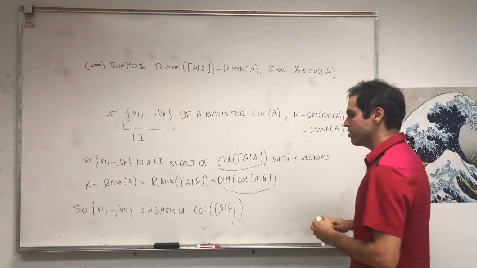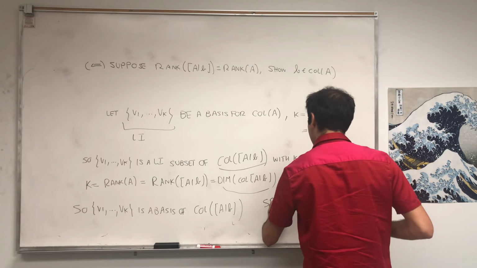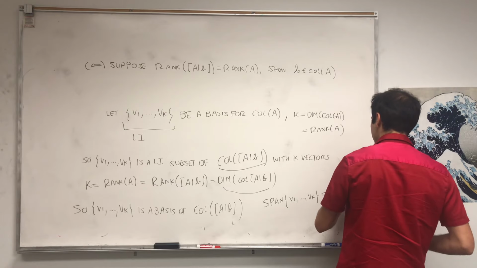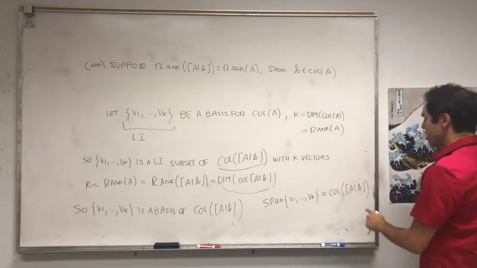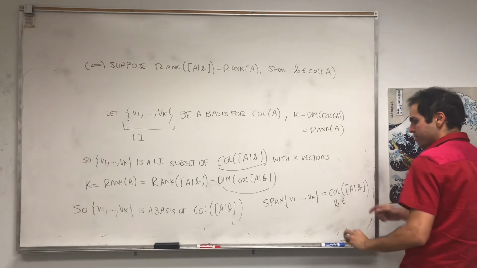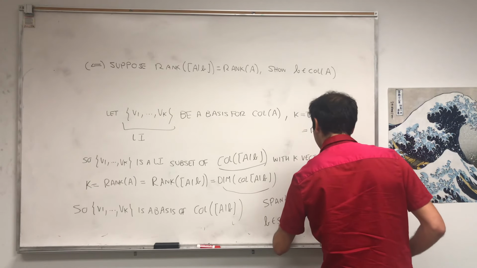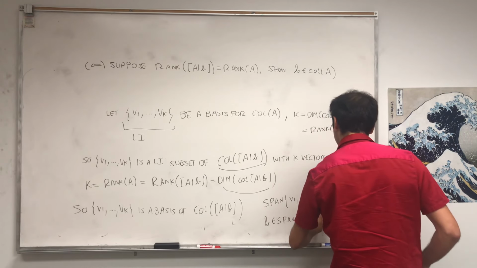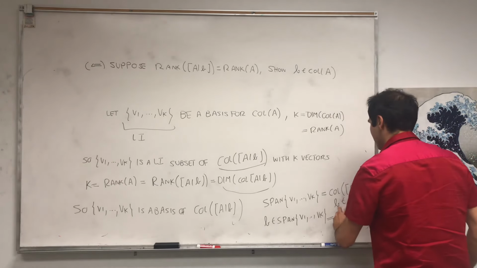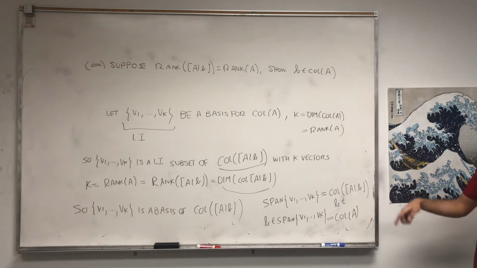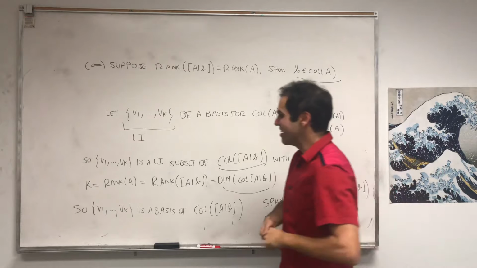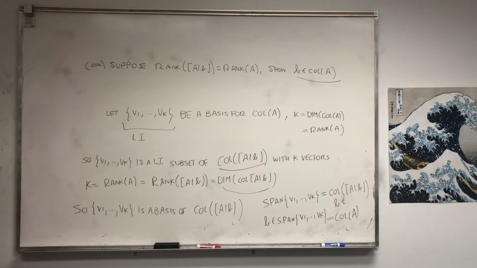But notice, it's a basis of this column space, so the span of those vectors equals the whole column space of the bigger matrix. Now notice, b is in that matrix, so in particular, b is in that column space. So b is in the span of v1 up to vk. But what is that span? Because this set is a basis for the column space of A, it spans all of the column space of A. So in particular, b is in the column space of A, and therefore Ax equals b is consistent, which was completely improvised, but it worked.